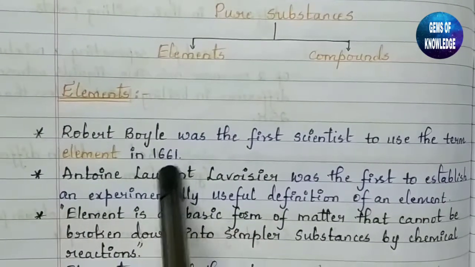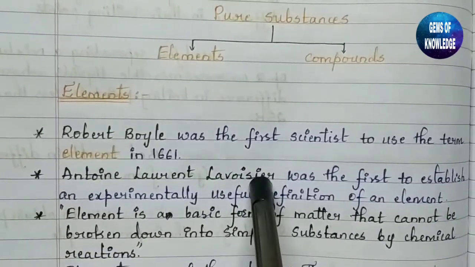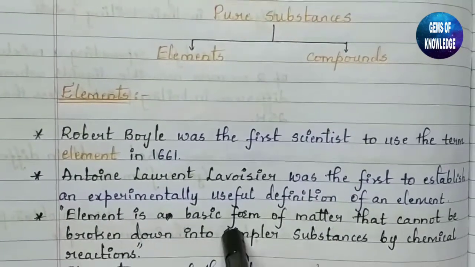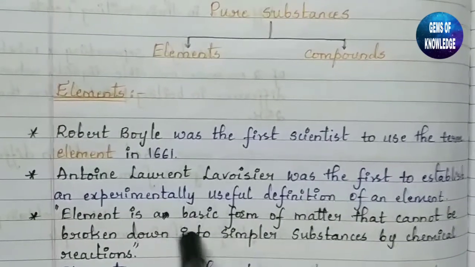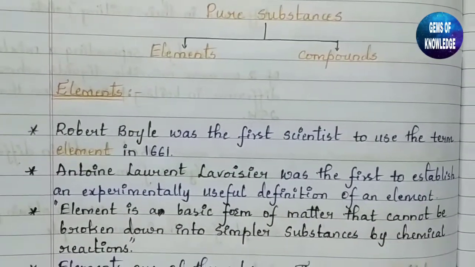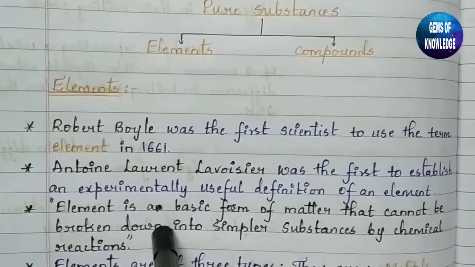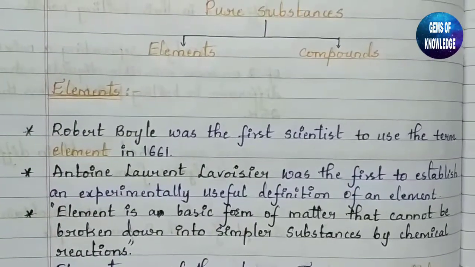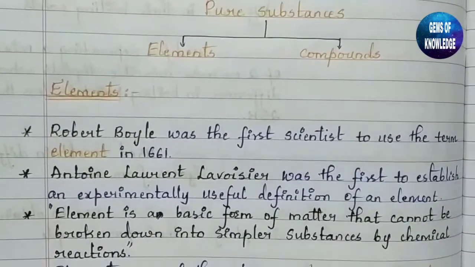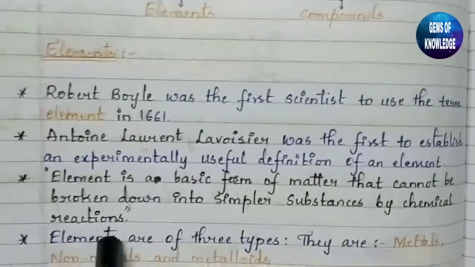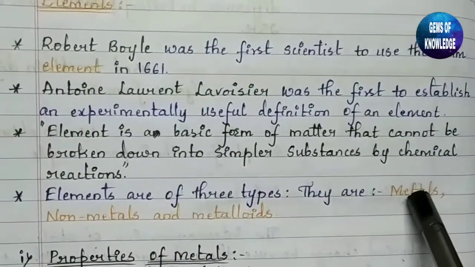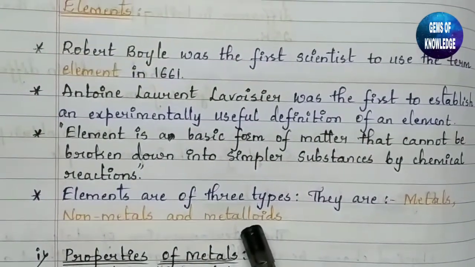So what is an element? According to Antoine Laurent Lavoisier, an element is a basic form of matter that cannot be broken down into simple substances by chemical reactions. It cannot be broken down into simple substances by any chemical processes or reactions. Then elements are of three types. First is metals, second is non-metals, and the third is metalloids.